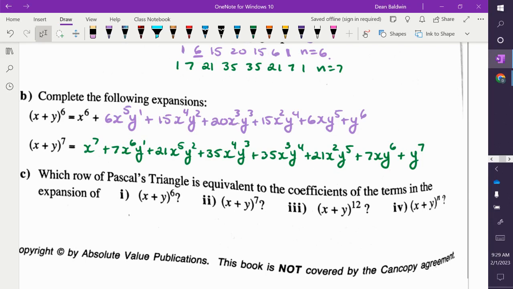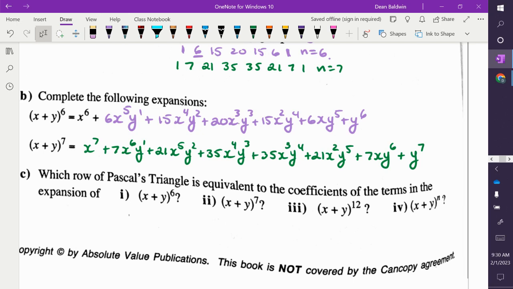Are you ready? First thing you have to do is figure out the 7th row of Pascal's triangle. And then once you do that, just throw them in. X's go down by 1, y's go up by 1. Fill in the coefficients. Good? All right.